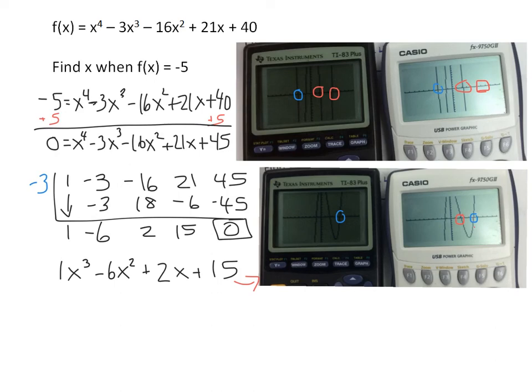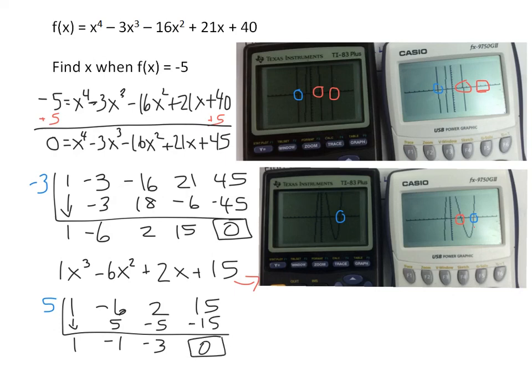So we need to actually do this again. 1, -6, 2, and 15, and we are going to divide this by 5. Again, going through the steps of synthetic division. And we get 0 for our remainder, so that's great. And we are going to rewrite our polynomial. So 1x squared, now this time what we're doing is we are taking this x to the third power and dropping it down 1 to x squared, minus 1x minus 3.